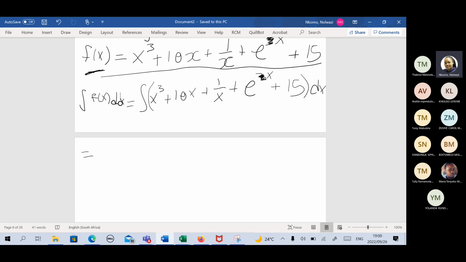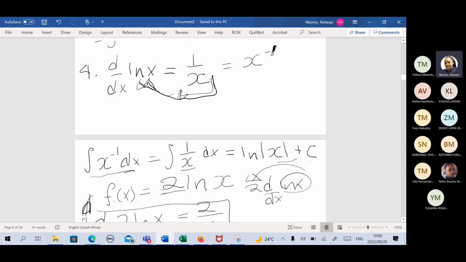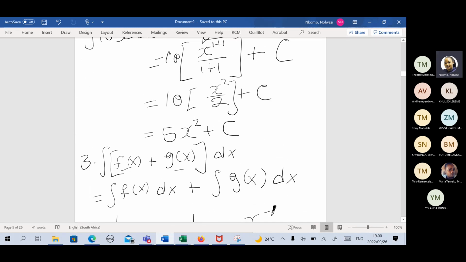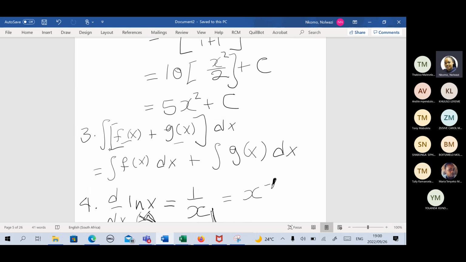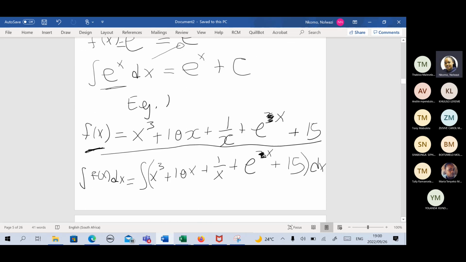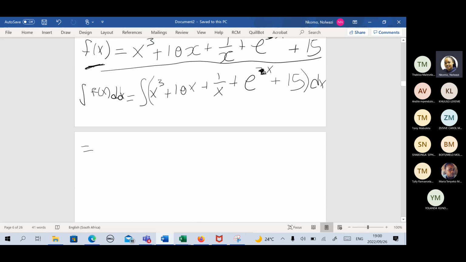I said you can separate all your terms, right? Remember, we have the rule for sums of terms. The integral of f of x plus g of x with respect to x, you can separate them and integrate them separately. So the first thing that we need to do is to apply this rule, because we are trying to simplify our function.